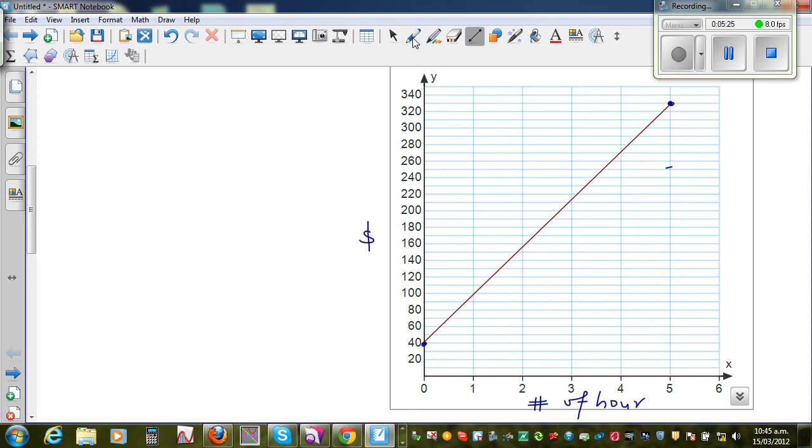Then you can go backwards. For 1 hour, it is 98. So this is 100, so it's almost underneath. So this is 1, I'll write 98 here.